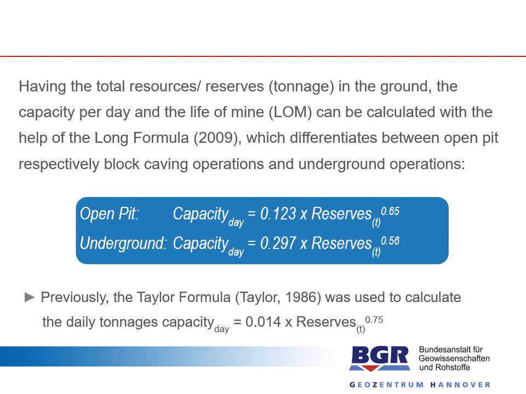Having the total resources or reserves tonnage in the ground, the capacity per day and the life of mine can be calculated with the help of the formula of Mr. Long from 2009. This formula differentiates between open pit and block caving on the one hand side and underground operations, as can be seen in the formula on the slide. Previously, the formula of Taylor from 1986 was used to calculate the daily tonnages and capacities. You can also see the formula on this slide.